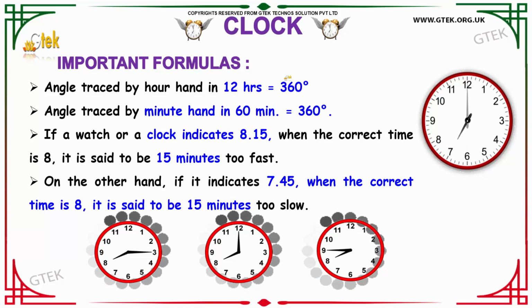An angle traced by an hour hand in 12 hours will be 360 degrees. That is, your hour hand will trace 360 degrees in 12 hours, and similarly your minute hand will trace 360 degrees in 60 minutes.